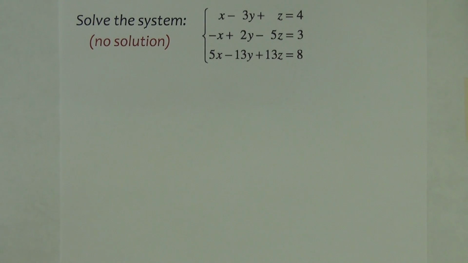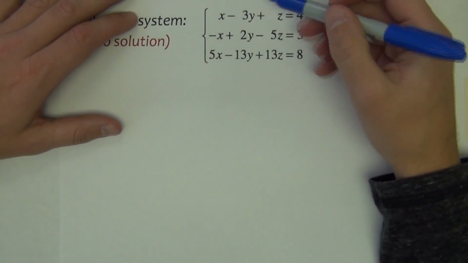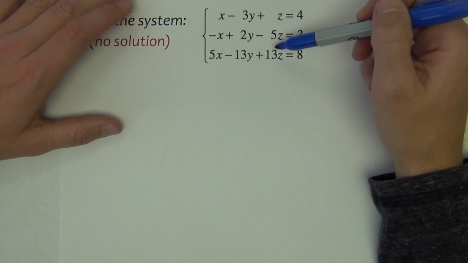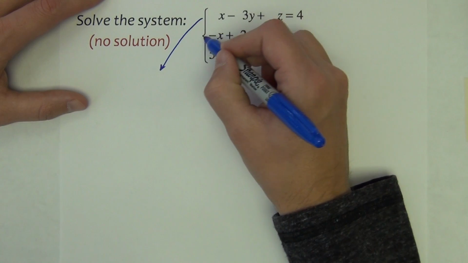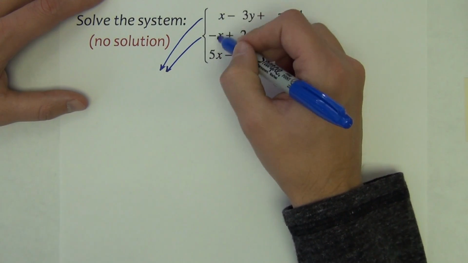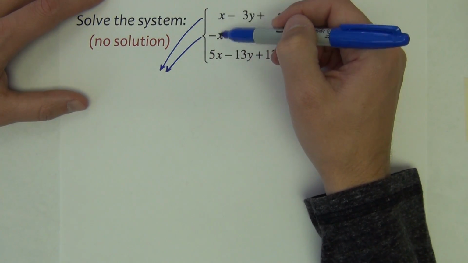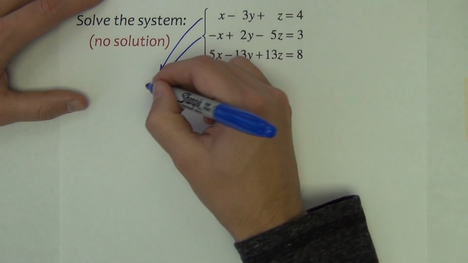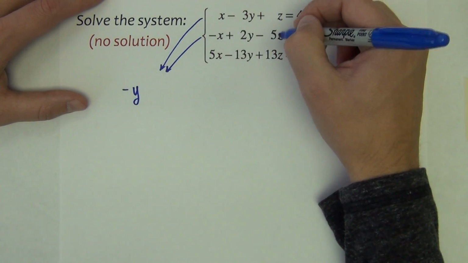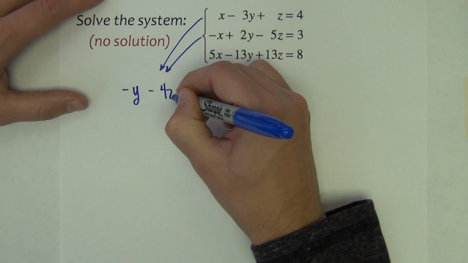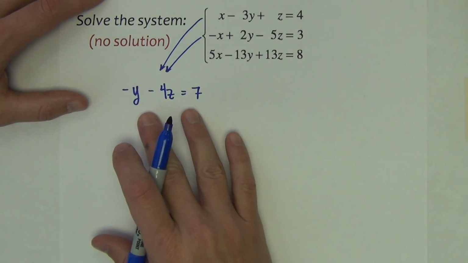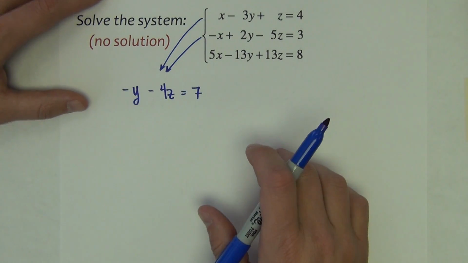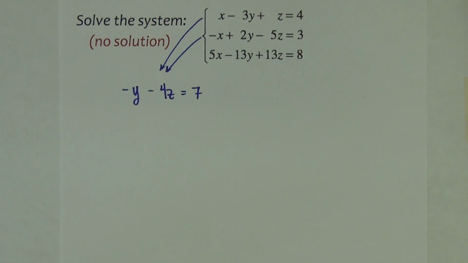Now I begin this problem, again I scan over the system and I try and decide which is going to be easiest to cancel, the x's, the y's, and the z's. And you might notice, like I do, that the x's are set up to cancel in these top 2 equations. If I add these x's together, they add to 0. So I add the y's together, I get negative y. I add the z's together, I get negative 4z. I add the 4 and the 3 together, I get 7. So I'm going to save that equation for now, just kind of hit pause on that one, and I'll come back to it later.